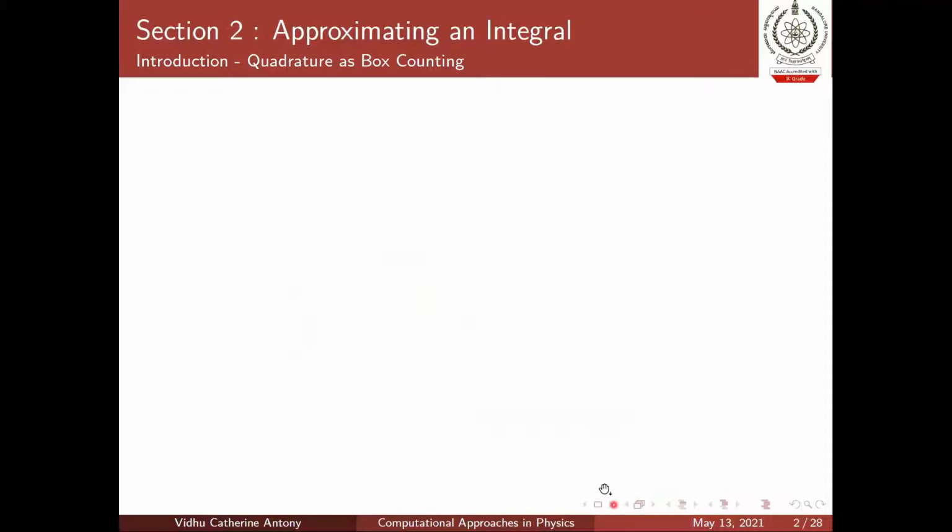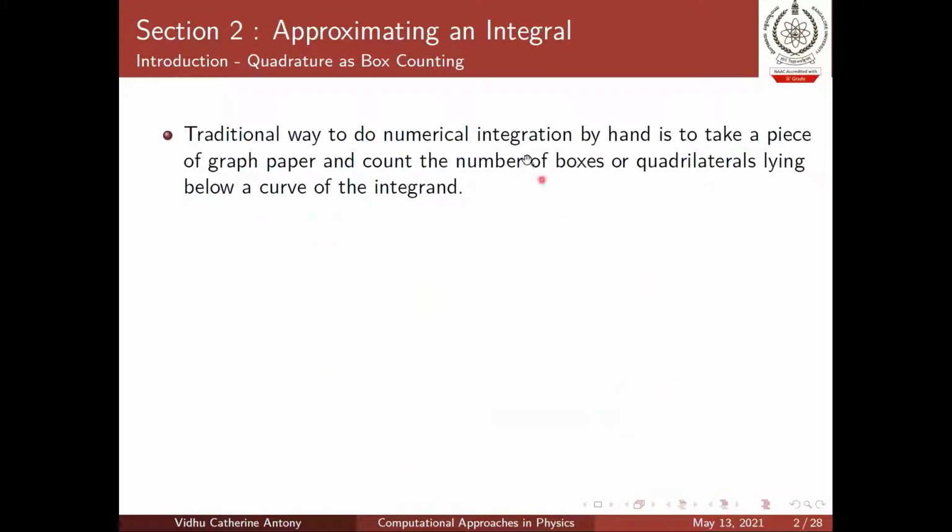So the traditional way to do numerical integration by hand is to take a piece of graph paper and count the boxes or quadrilaterals lying below a curve of the integrand.